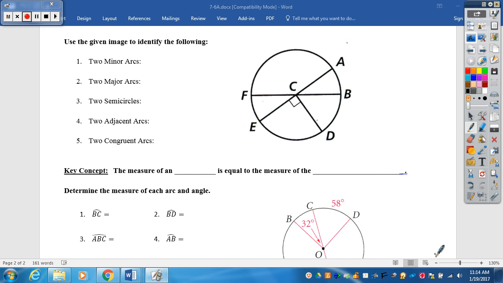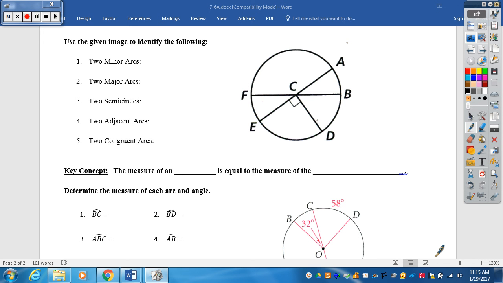Another major arc you could have down, FEA, that would work. FDA, FBA, those are all the same arcs. You could do EFD or EAD, any one that's greater than 180. So there's a lot of them up there.